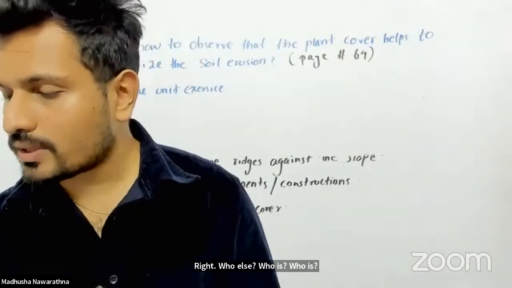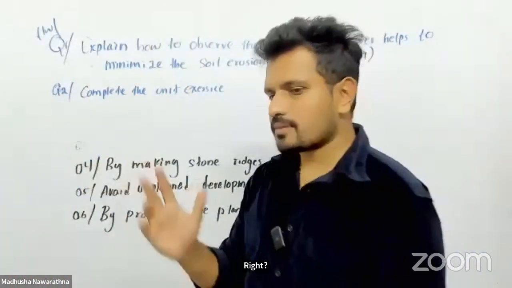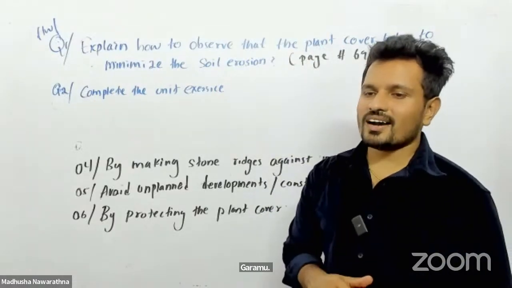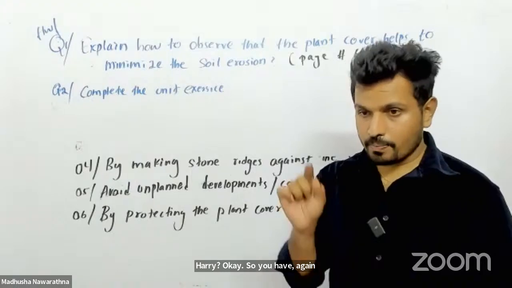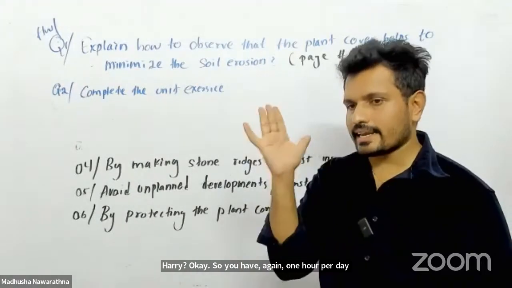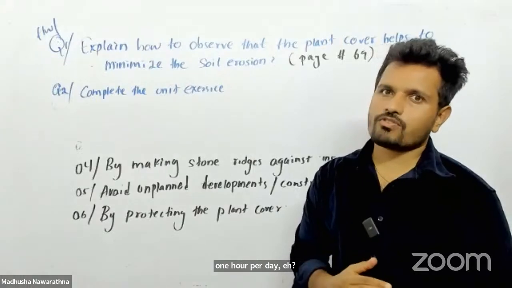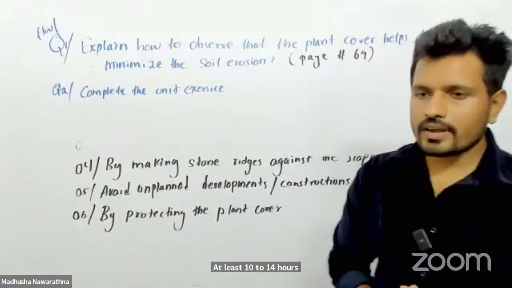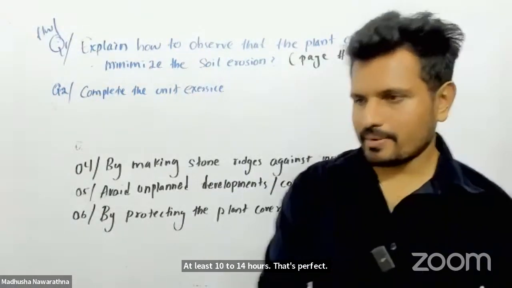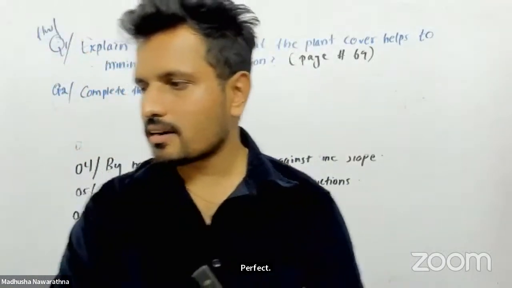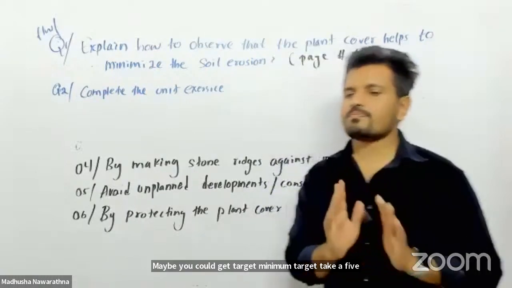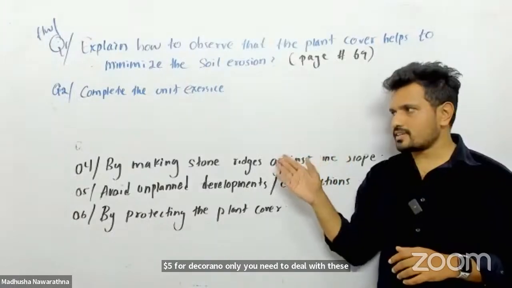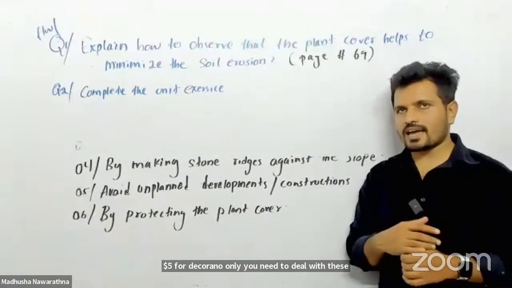Yes, Yenuli, you can color all the diagrams. Then 3 hours is not enough, let's do more work. Okay, so you have again 1 hour per day. Very good, 1 hour per day, 5 people there were. At least 10 to 14 hours, that's perfect. Perfect, children. For this week I give a minimum target of 5 hours. You need to deal with these homeworks and the explanations, questions, all these things, and then try to cover up the first and the second term parts.